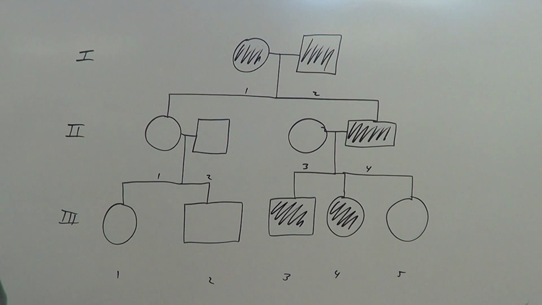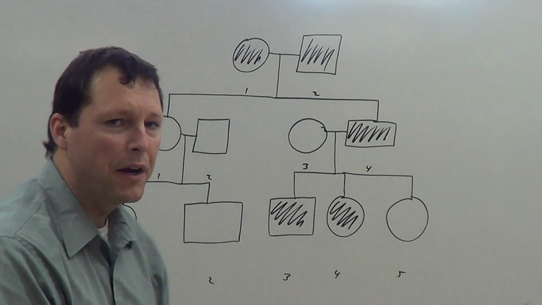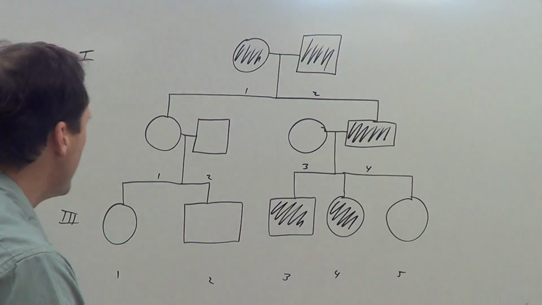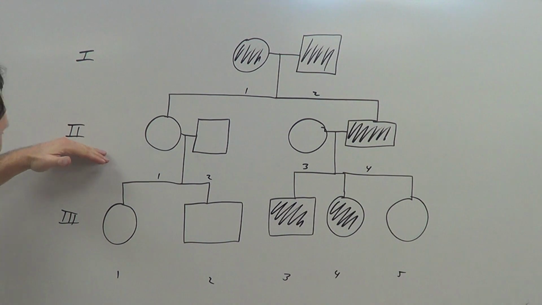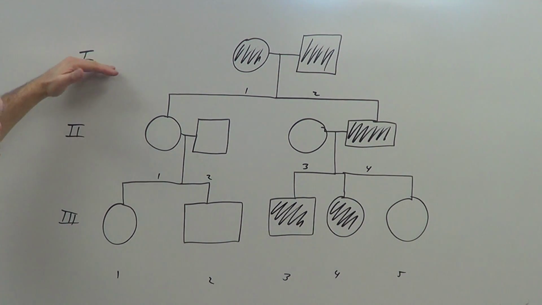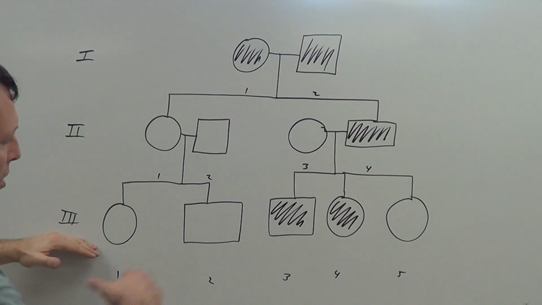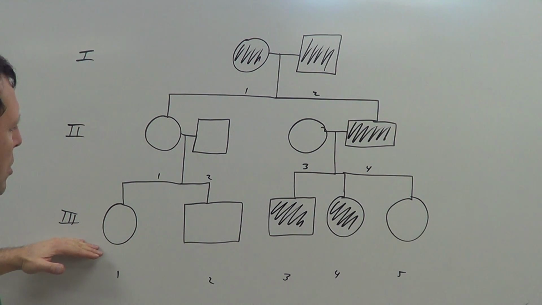The next thing we want to do is label this pedigree. So we're going to label the generations 1, 2, and 3. Generation 1 is going to be the oldest, and generation 3 in this case is going to be the youngest or most recent generation.